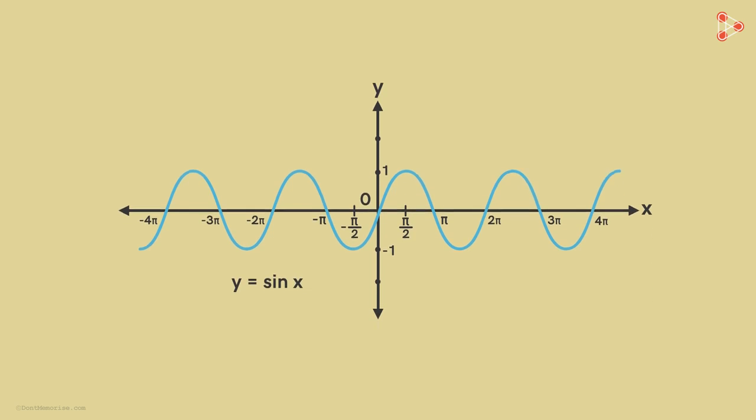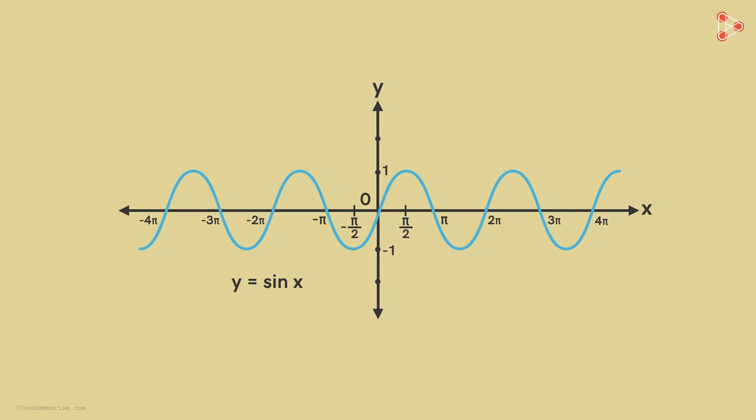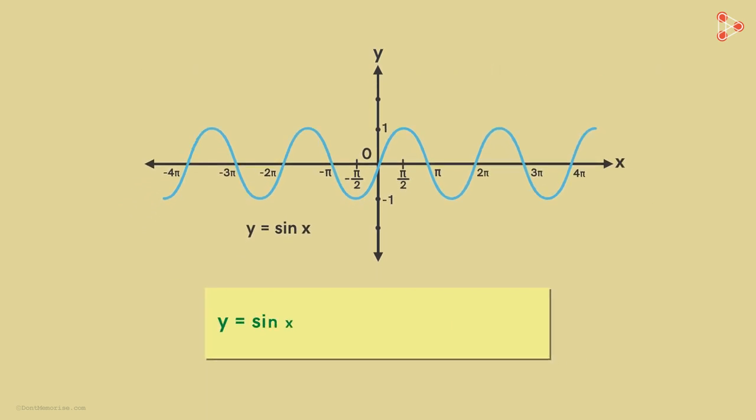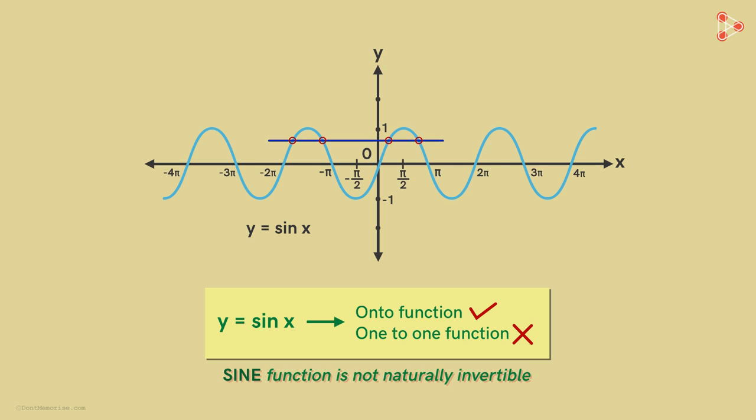Look at this graph. This is where we left off in our last session. We saw that the sine function is an onto function, as for every y value in the range 1 to -1, there is a corresponding x value. But it is not 1 to 1, as it does not pass the horizontal line test. We see that the horizontal line cuts the graph at more than one point. So we come to a conclusion that the sine function is not naturally invertible.